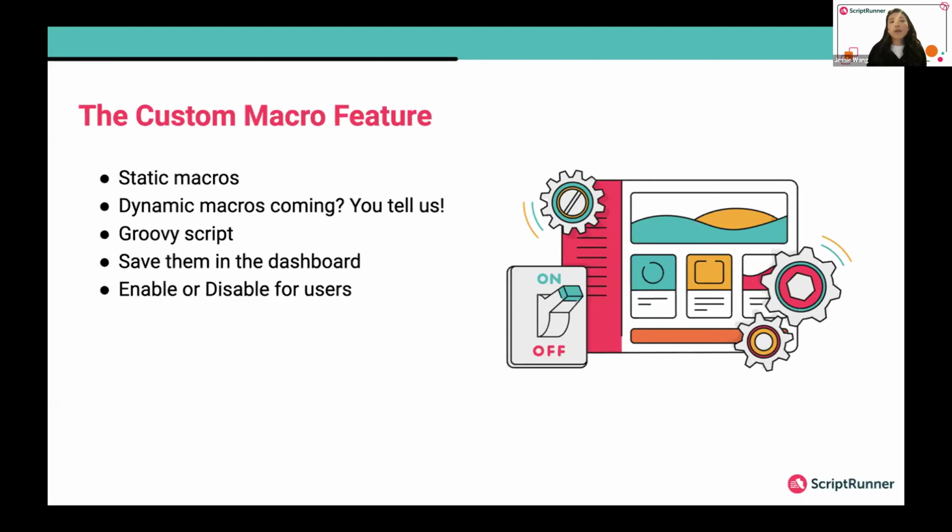At the moment, ScriptRunner only lets you script static macros. We are thinking of introducing the ability to script dynamic macros. I'd be quite interested in seeing what you guys feel about that, so I'm going to run a poll right now to see if that's something interesting. If everyone's interested, we can prioritize it on the roadmap. Let me know. I'll give you a few seconds to answer it.